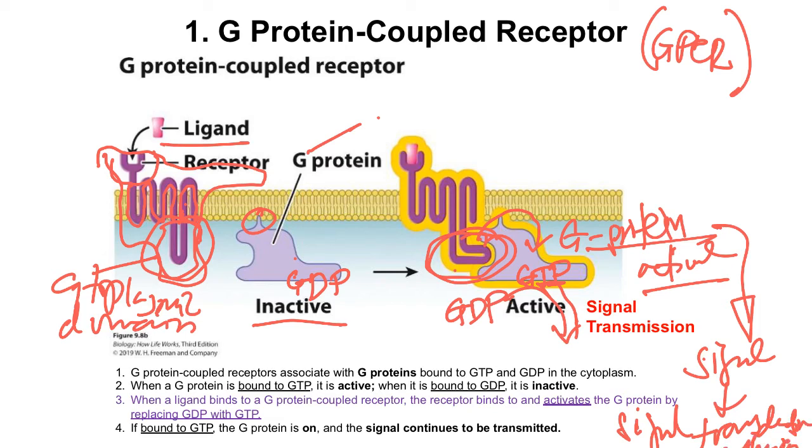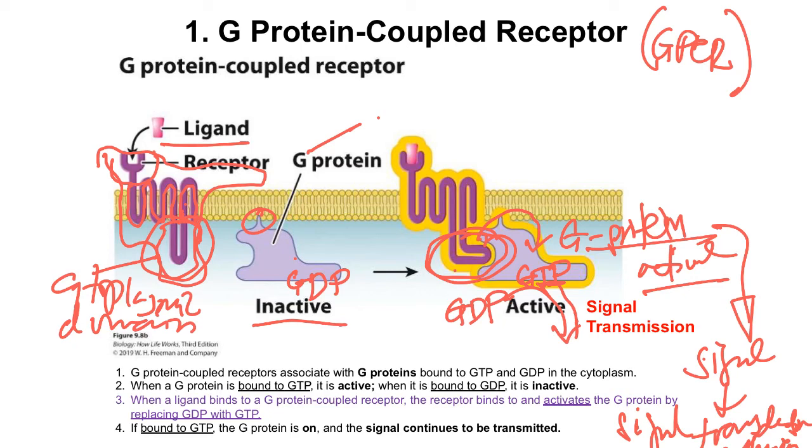Which, of course, we will not have the opportunity to go into detail. But if you wish to understand this more closely, feel free to read section 9.4. But we won't cover that in this unit. So this is essentially what G protein coupled receptors can do.